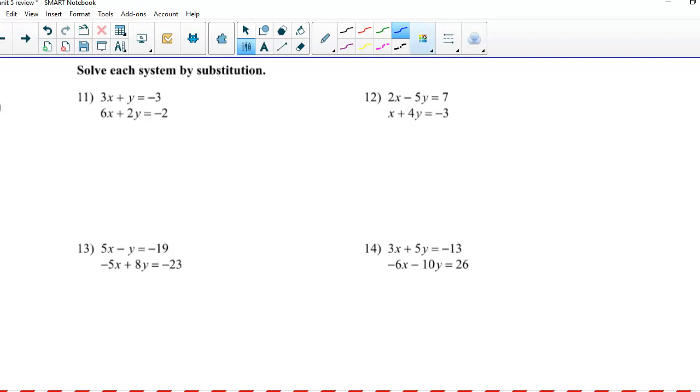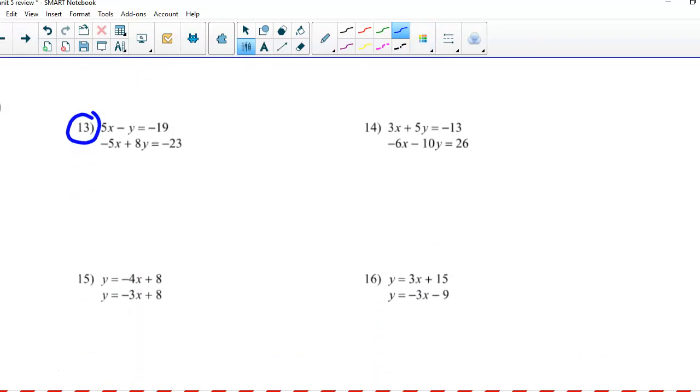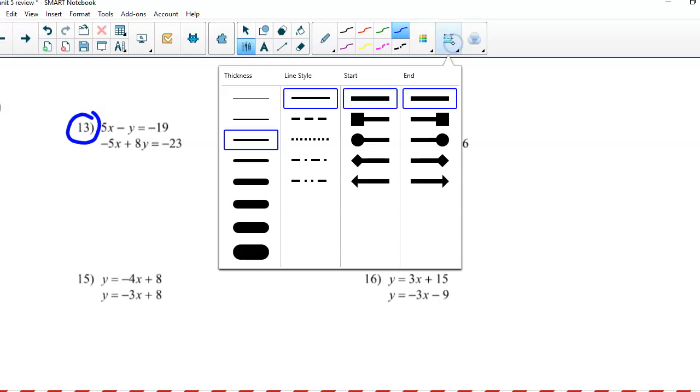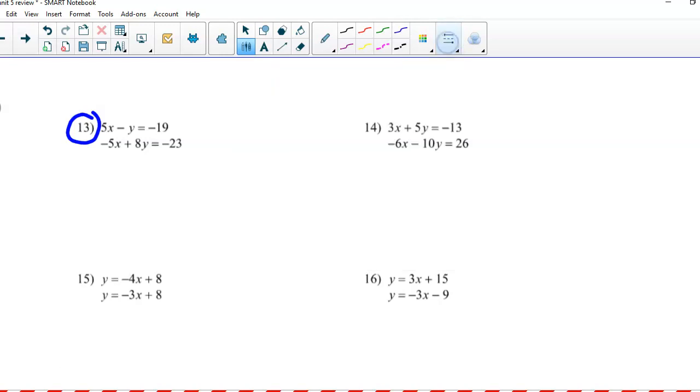Do we want to do any of these? Yeah, it's a good one. 13. Okay. For 13, we need to solve this by substitution.